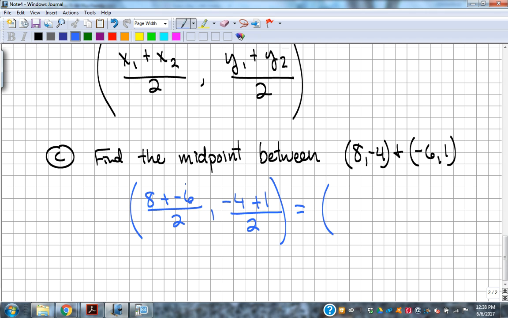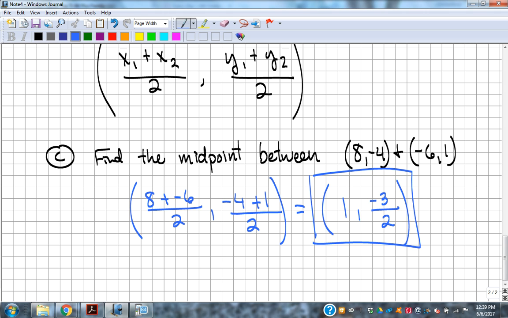8 plus negative 6 is 2. 2 divided by 2 is 1. Negative 4 plus 1 is negative 3, and divided by 2, it doesn't go evenly, so I'm going to leave it as an improper fraction. We're using the same kind of idea as we did before lunch about leaving it as an improper fraction. So that would be the midpoint between those two points. Okay.